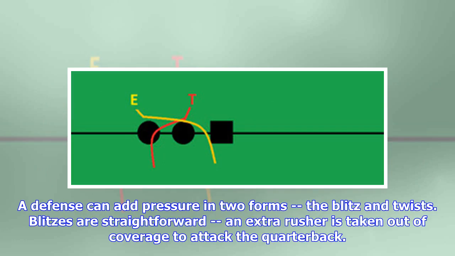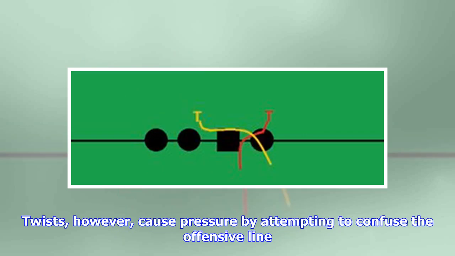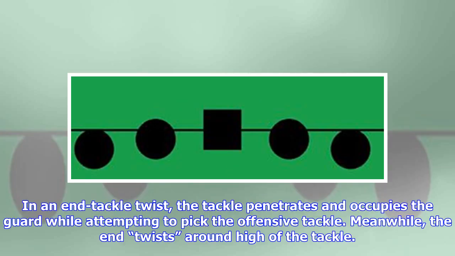A defense can add pressure in two forms, the blitz and twists. Blitzes are straightforward: an extra rusher is taken out of coverage to attack the quarterback. Twists, however, cause pressure by attempting to confuse the offensive line. In an end tackle twist, the tackle penetrates and occupies the guard while attempting to pick the offensive tackle. Meanwhile, the end twists around high of the tackle.